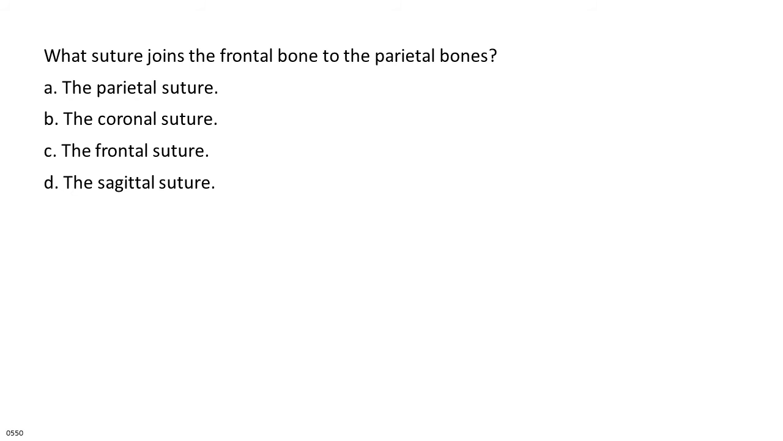What suture joins the frontal bone to the parietal bones? A. The parietal suture. B. The coronal suture. C. The frontal suture. D. The sagittal suture.